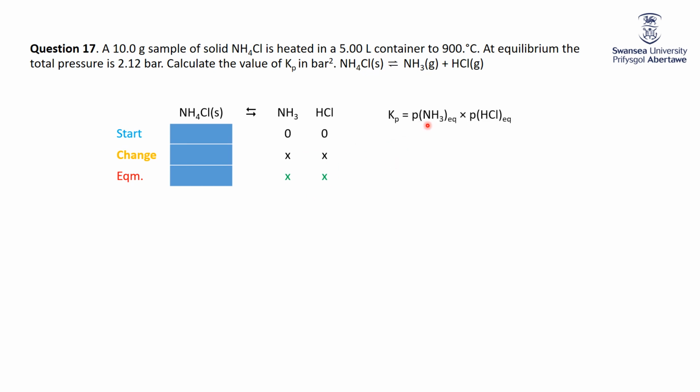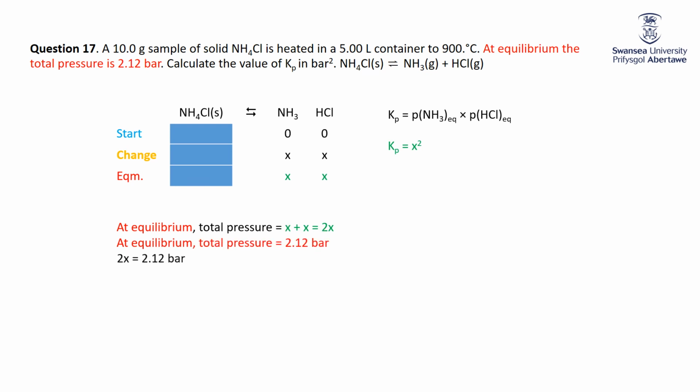Kp is, of course, the pressure of NH3 times the pressure of HCl, again, ignoring the solids. So Kp is x squared. Well, how does that help us? Okay, because we want Kp, so somehow we must know x. Well, let's see what other information we're given. At equilibrium, the total pressure is 2.12 bar. Well, the total pressure is the pressure of NH3 plus the pressure of HCl, which is x plus x, or 2x. So in other words, 2x is 2.12 bar, x is 1.06 bar. Pop that in here. Kp, 1.06 squared, or 1.12.